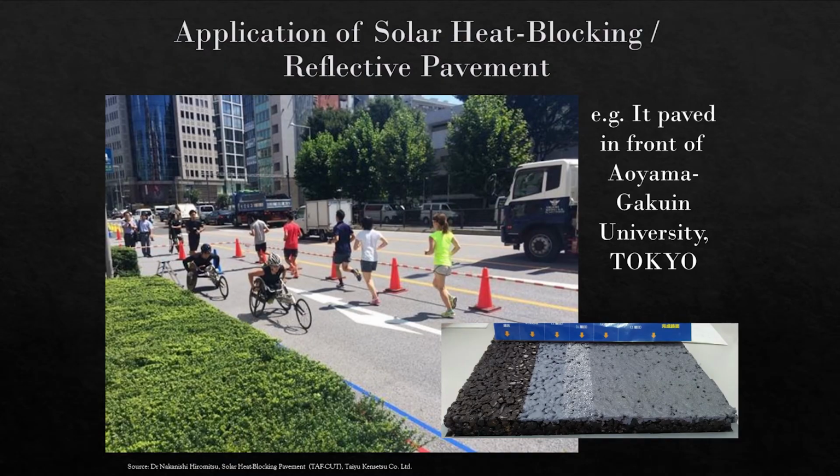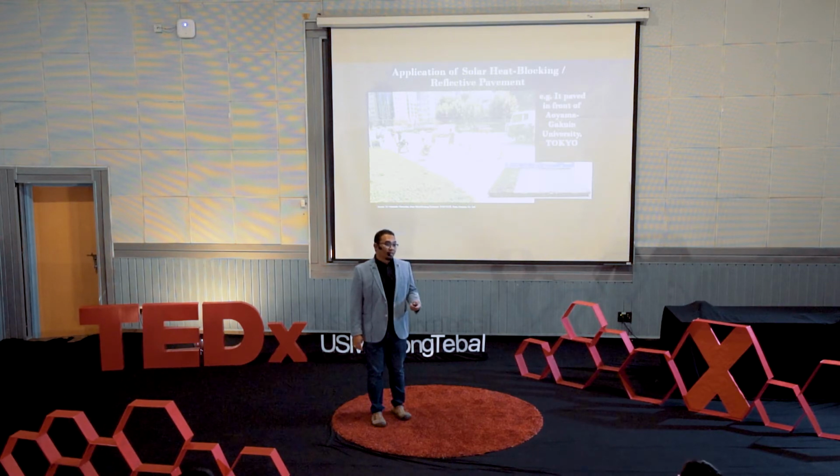This is one of the examples. They used this in front of one of the universities in Japan. They paved with this material, and they are going to have more for the Olympics next year. And now they are building that pavement.